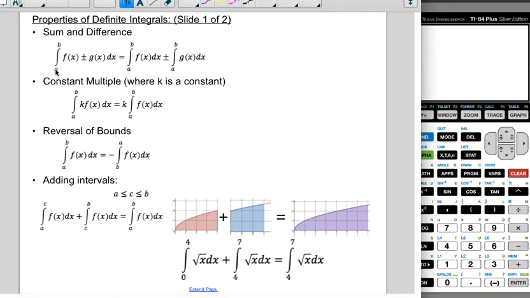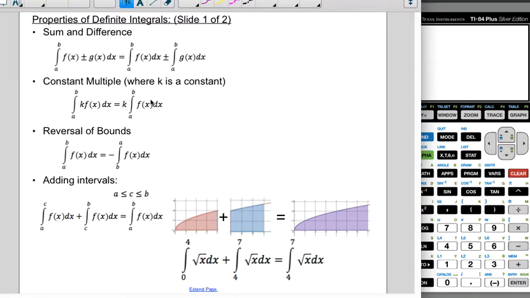So the integral from a to b of f of x plus or minus g of x dx could be split into the integral from a to b of f of x dx plus or minus the integral from a to b of g of x dx. You can't do this with products and quotients, so it's important to note that that's not a possibility. So that works for a sum or a difference.